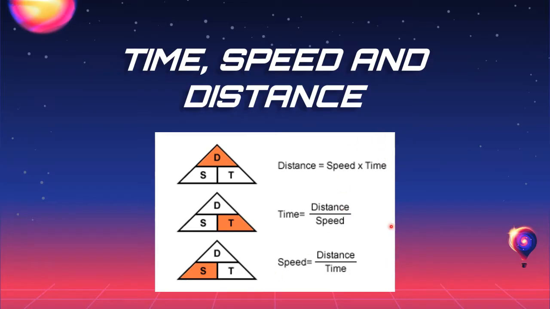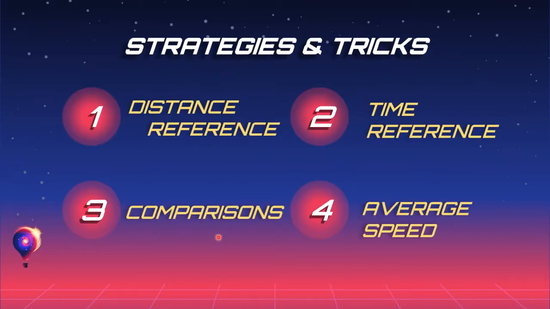But not only these three triangles or hints are going to help you solve questions on this topic, you also need certain strategies and tricks in order to solve complex questions. There are a lot of possibilities to get real-time based questions from this topic. So we take the strategies and tricks as distance reference, time reference, comparisons and average speed. The easiest way to bring a question to one of these strategies is by practicing a lot, so you understand which strategy to follow for which question.